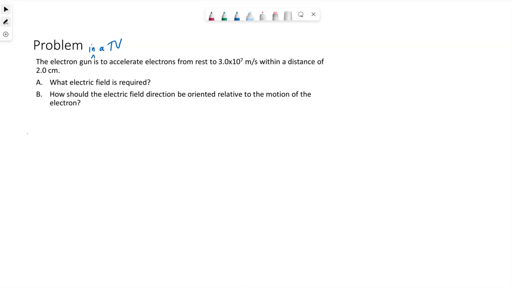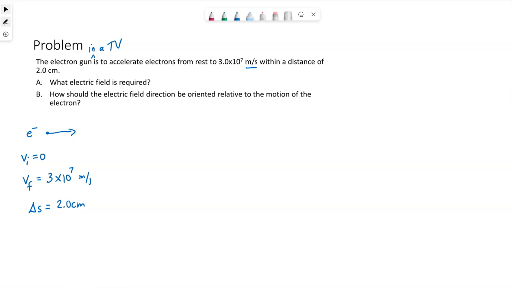So we have electrons. On my drawing right here, I'm just going to say they're moving to the right in my picture. They start at rest and accelerate to, this is meters per second, so a V final of 3 × 10⁷ meters per second within a distance, so delta S, of 2 centimeters.